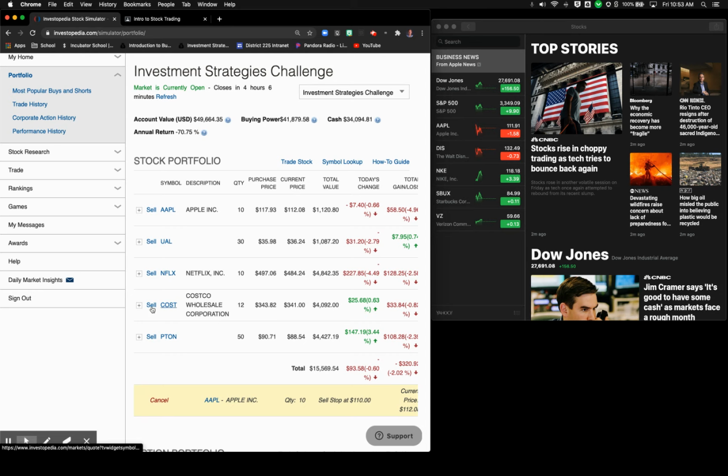So for my Costco shares here, today's gain, I've made about $25, but I've lost $33 overall. What I could do, I don't have any good examples because I'm not making any money.